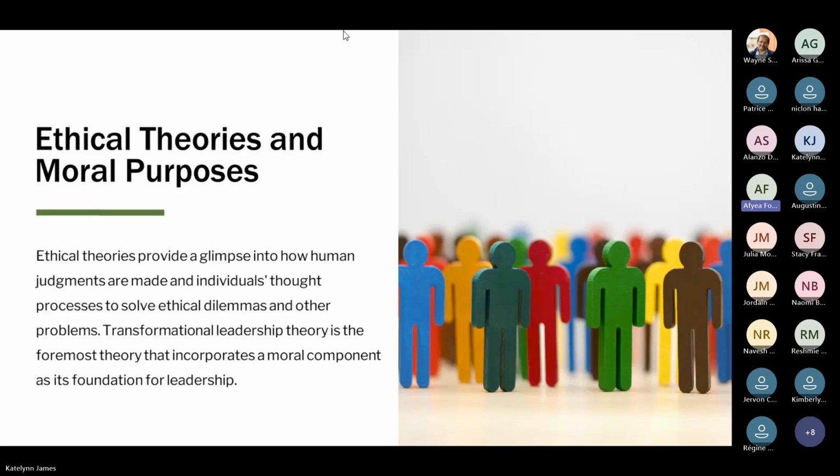Ethical theories provide a glimpse into how human judgments are made and individual thought processes to solve ethical dilemmas and other problems. Transformational leadership theory is the foremost theory that incorporates a moral component as its foundation for leadership.